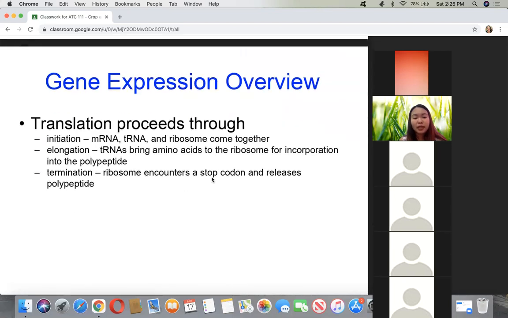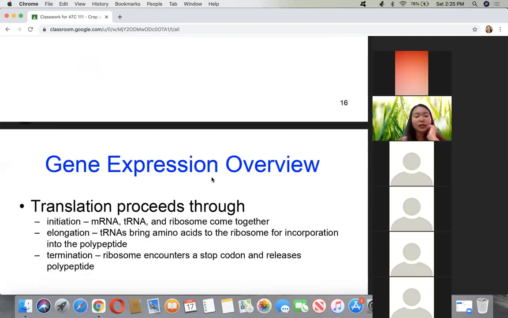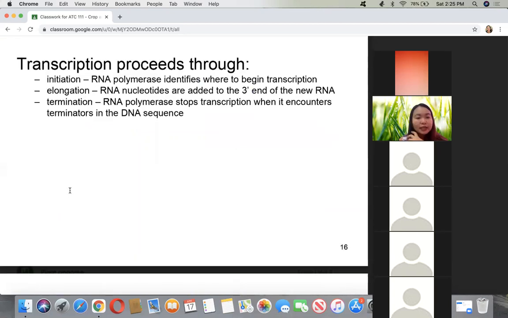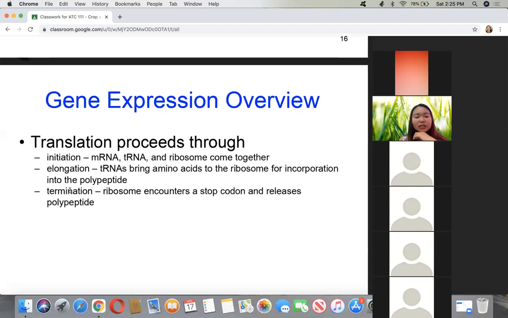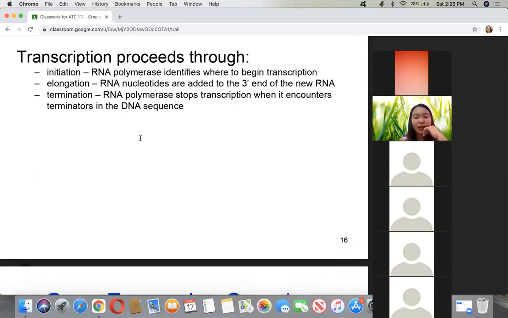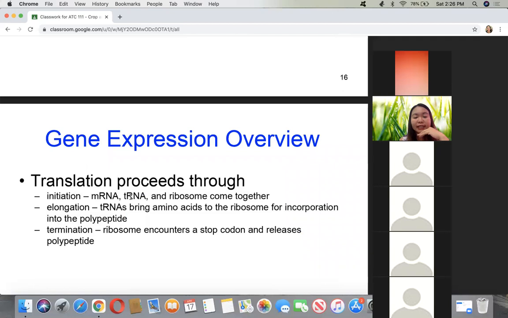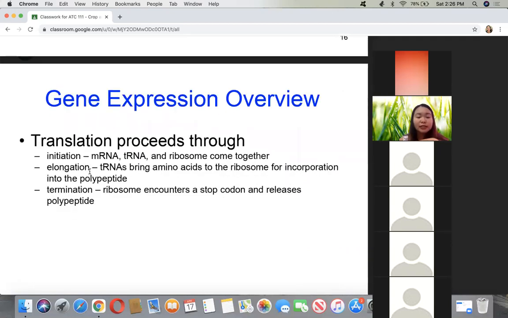So, and then after the transcription, the translation proceeds. So, how? First again, initiation, elongation, and termination. Kagaya pa din ng transcription. So, in the initiation, the mRNA, so kanina diba, yung RNA nagiging messenger RNA na siya and transfer RNA and ribosomes come together. So ito yung start ng translation and the elongation. The tRNAs bring the amino acids to the ribosome for incorporation na in the polypeptide.